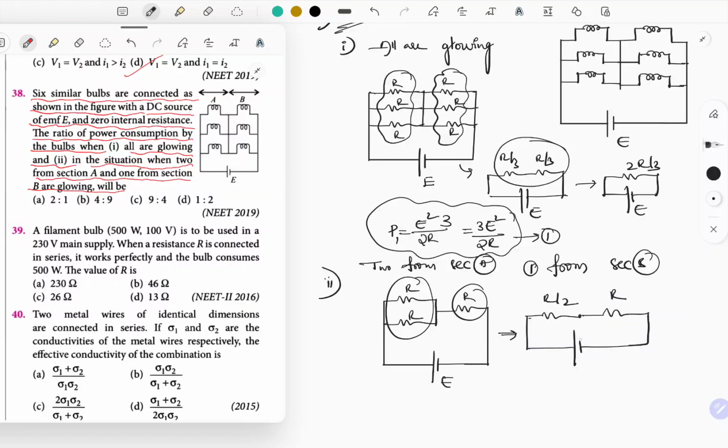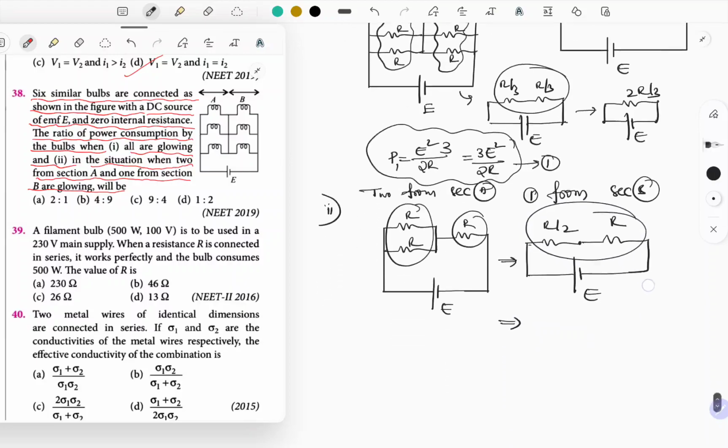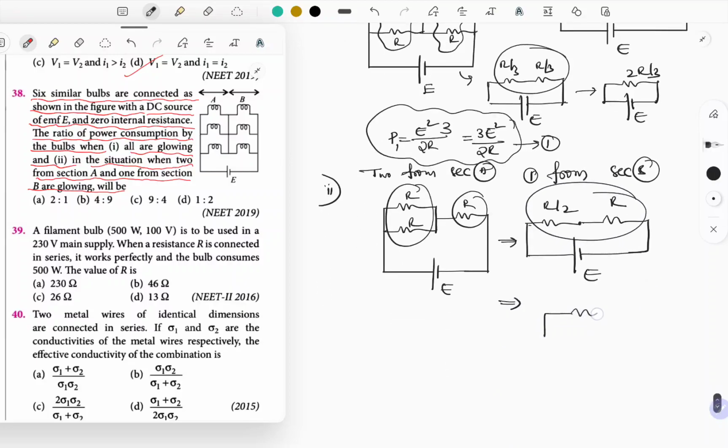So which are connected to a DC source E. Again, these two resistors are connected in series. Resultant resistance is going to be 3R by 2. Voltage E. Then power dissipation in case 2, P2, is equal to E square by R. R is 3R by 2, 2 goes to numerator. So finally it is 2 E square divided by 3R.